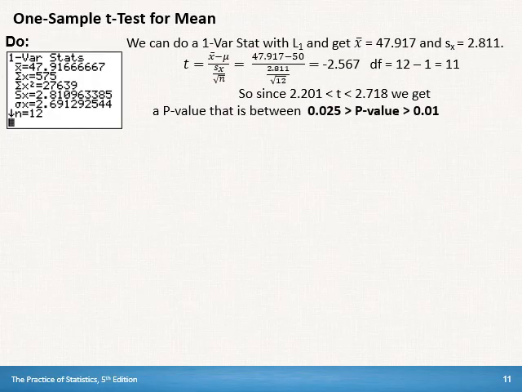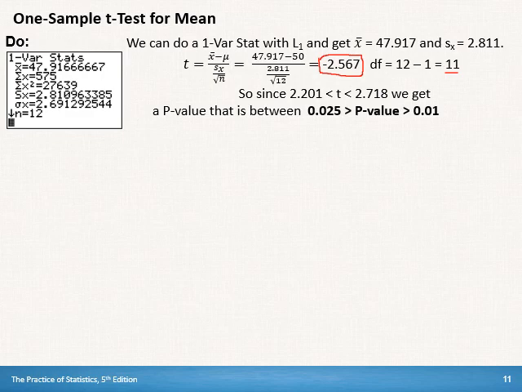And so we could, by hand, calculate our t statistic, right? It's X bar minus mu, the hypothesized value of 50, and then divide it by S divided by square root of n. All right, so that gives us a t statistic of negative 2.567. Our degrees of freedom would be 11 because we have a sample size of 12, so 1 minus that. And then we would just go to our t table.